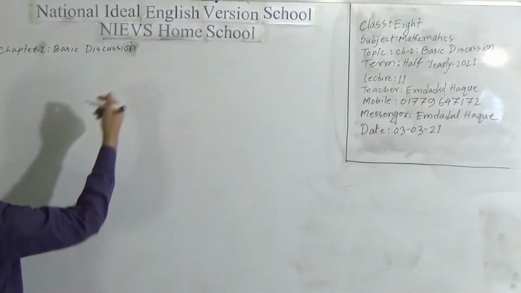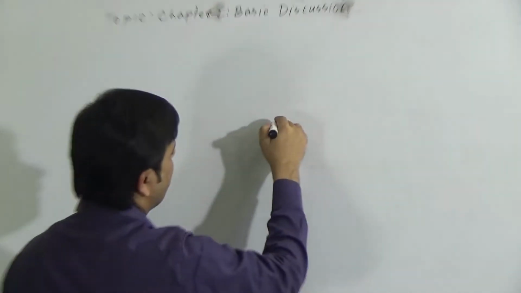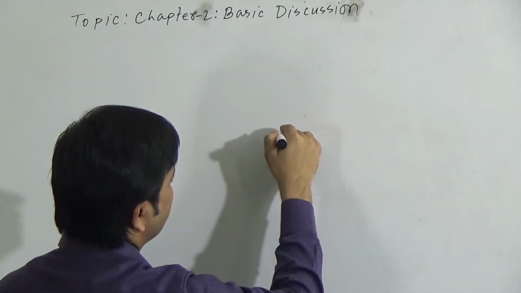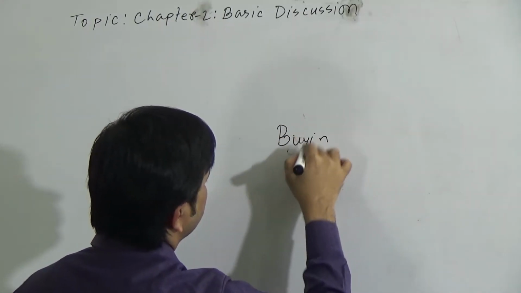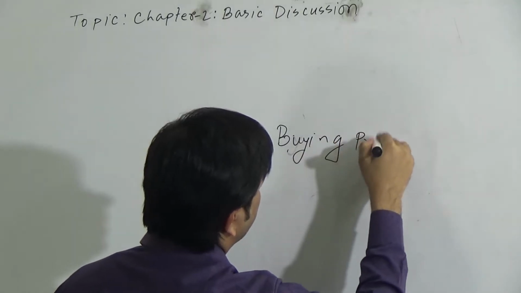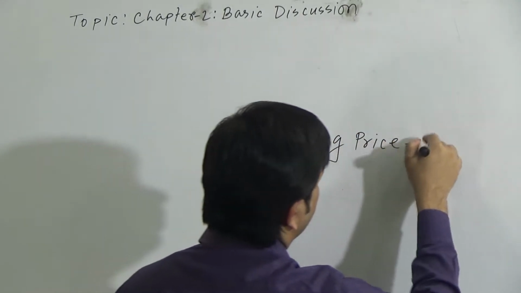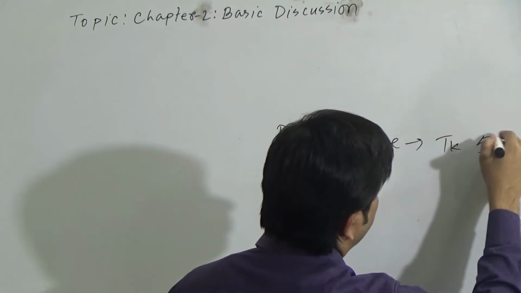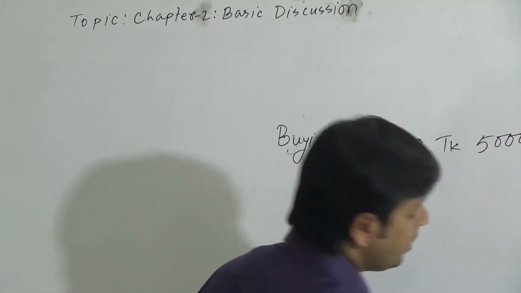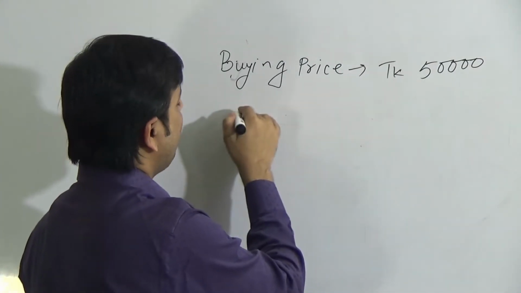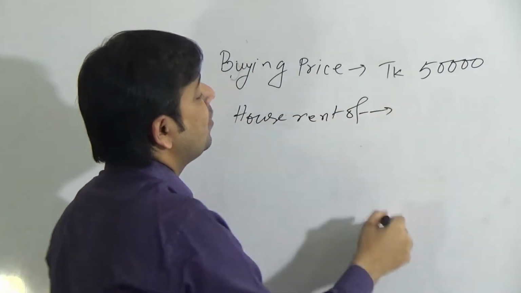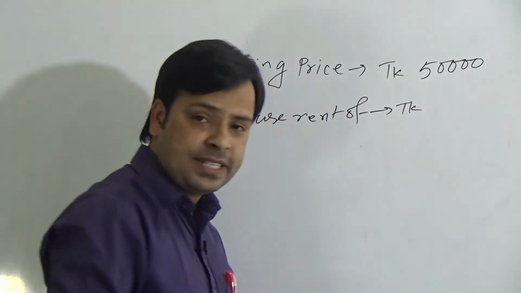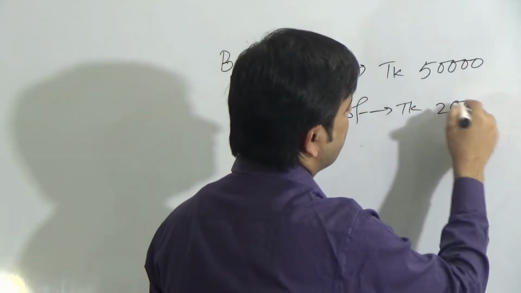Suppose a businessman buys a product or commodity with taka 50,000, and the house rent for his business is 2,000 taka monthly.